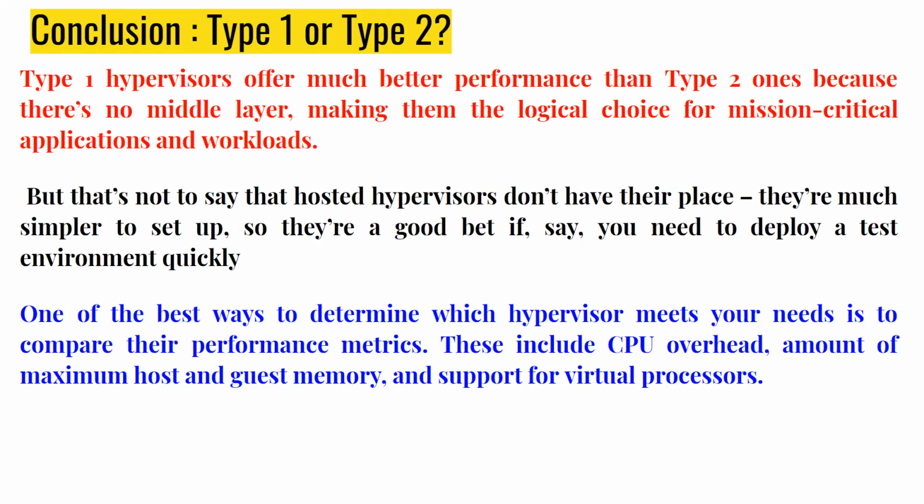One of the best ways to determine which hypervisor is best for your need is to compare the performance metrics, like your CPU overhead, the maximum amount of host memory you require, the guest memory you are going to require, along with the virtual processors running over it. So the choice is yours. But if you talk about performance, you can get more performance in type 1 than type 2. If you want simple deployment, and want to test or build your environments quickly, then you can go for type 2. These are the important factors you should always determine when selecting which hypervisor type to opt for.